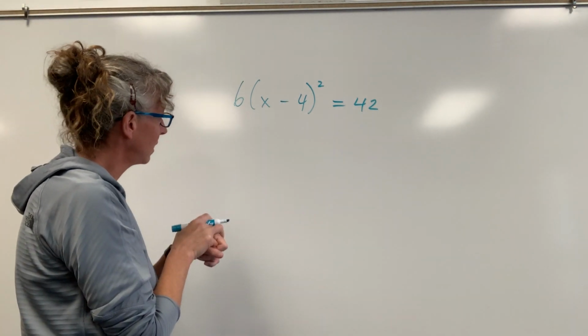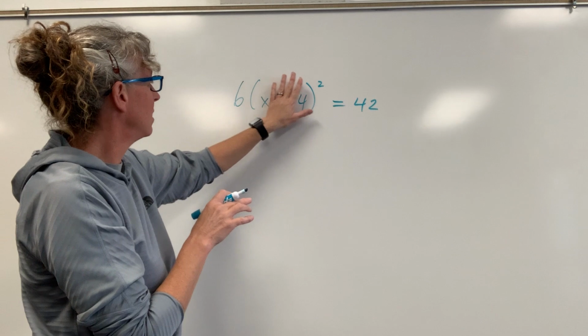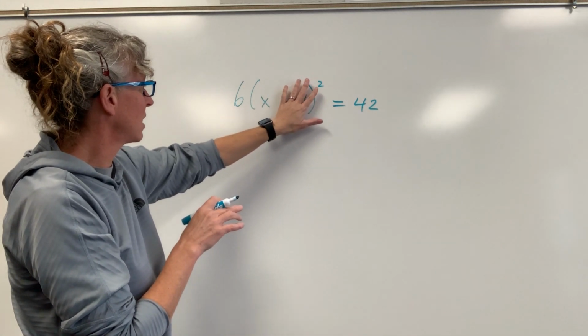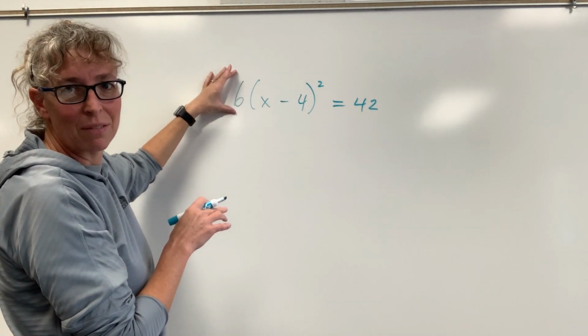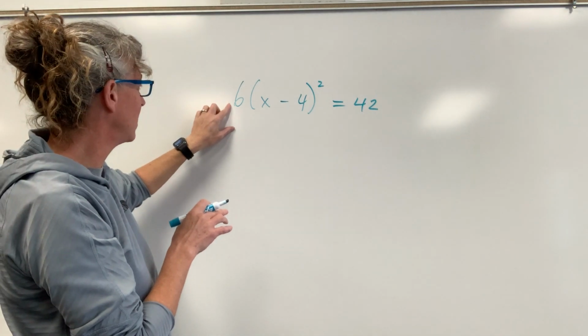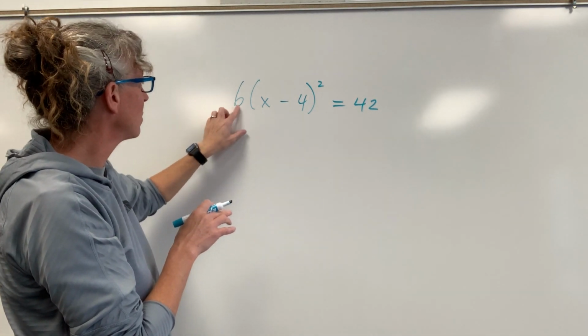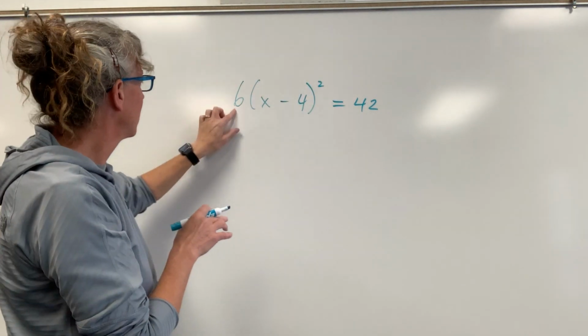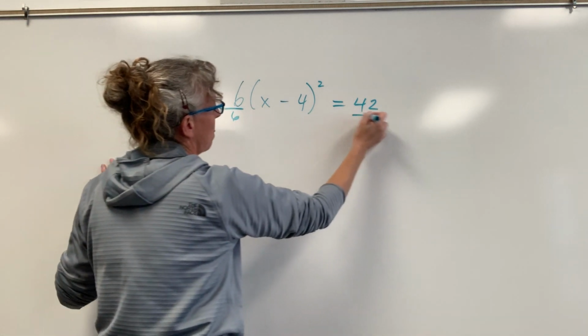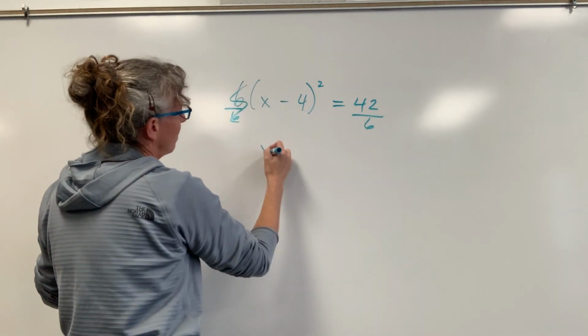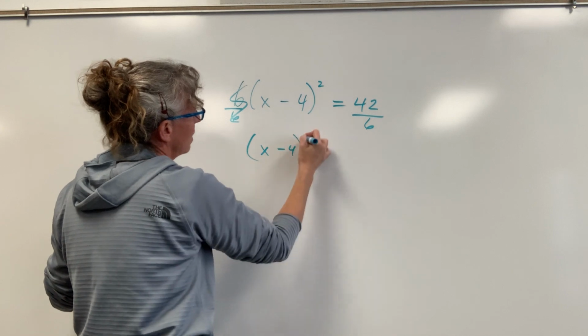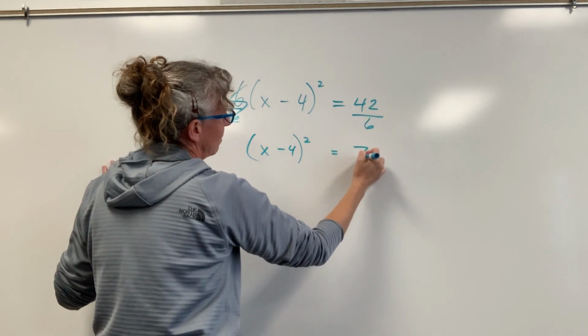So when we have a situation like this, I have a lot to deal with, this parentheses and this exponent, so it would really be great if I could get rid of this 6 right away and not have to deal with it anymore. So since it's multiplying with this parentheses, let's divide by 6. Okay, when we divide by 6, it goes away, and we have over here 7.